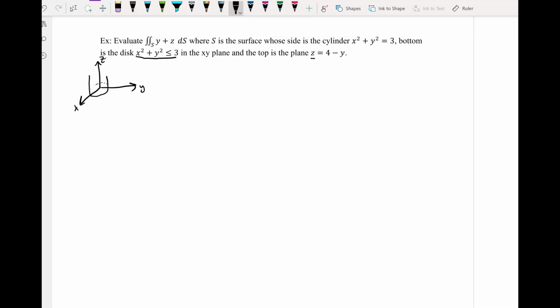Then I have a cylinder going upward, wrapping around the z-axis. And then I've got this plane z equals 4 minus y. If I let y equal 0, I see that z equals 4. And if I let z equal 0, I see that y equals 4 as well. So that means this plane is going downward this way. It's kind of slanting, kind of breaking up this particular can. So we have something that looks like this.